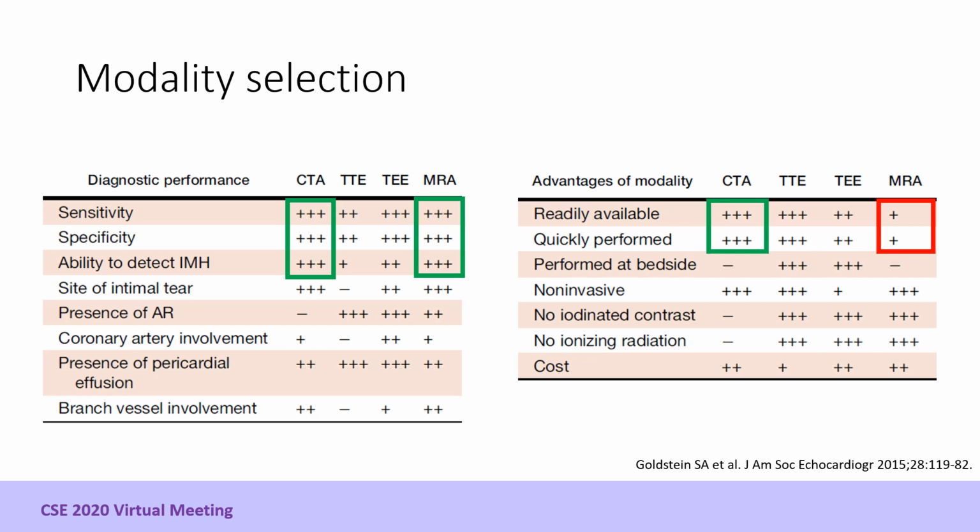In patients who are unstable and a diagnosis is required at the bedside, transesophageal echo is a very good option. Similarly, transthoracic echo can be performed at the bedside and is perhaps the best modality for diagnosis of complications of acute aortic syndromes, such as aortic regurgitation or pericardial effusion, but its limited ability to visualize the entire aorta often makes it more of a complementary tool.